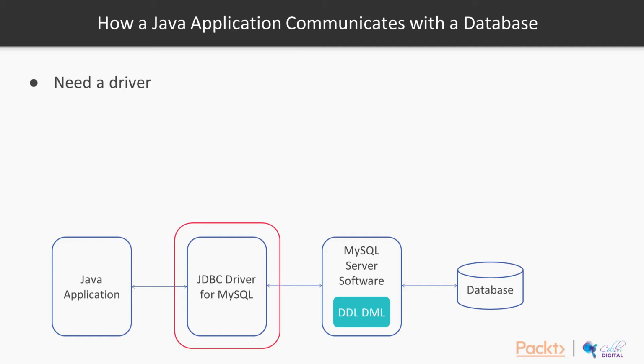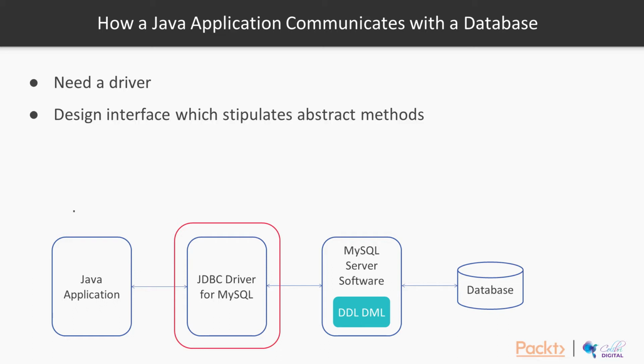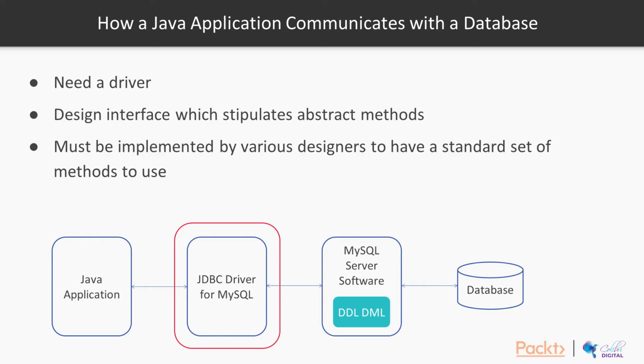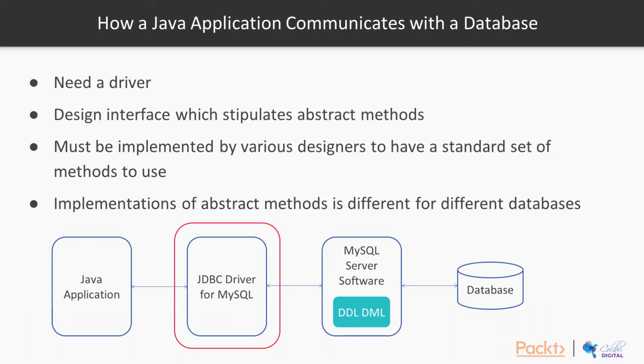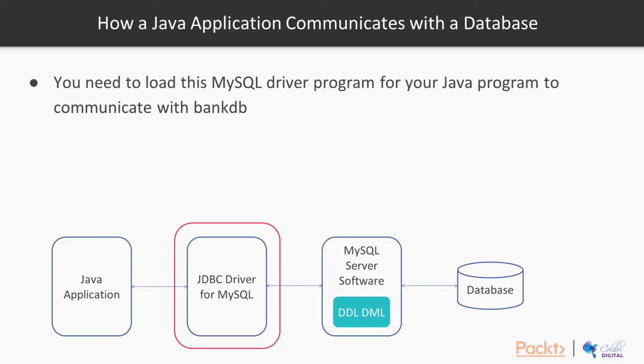In an earlier video, we explained that in order for a Java application to talk to a database, we needed a driver. The stipulation from the designers of the language was that they designed an interface which stipulated abstract methods, and these abstract methods had to be implemented by the various designers of databases so that we had a standard set of methods that we could use to communicate with a database. But of course, the implementations of these abstract methods are different for different databases. So, for example, MySQL implements the abstract method differently to, for example, Postgres, and so on.